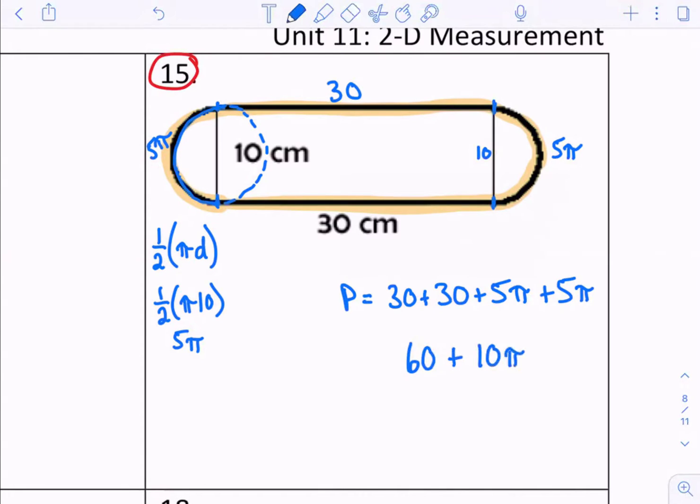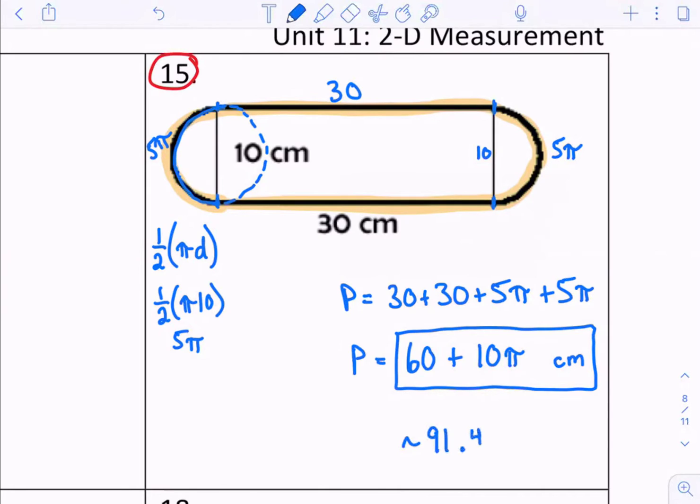I cannot combine something that has pi with something that does not have pi. So if I want an exact answer, that would be my exact answer. If I want it rounded to the nearest tenth, let's say, I would do 10 times pi, and then I would add to it the 60, which is about 91.4 centimeters. So that's kind of how you complete these problems. You really have to highlight for yourself what parts we are adding up.